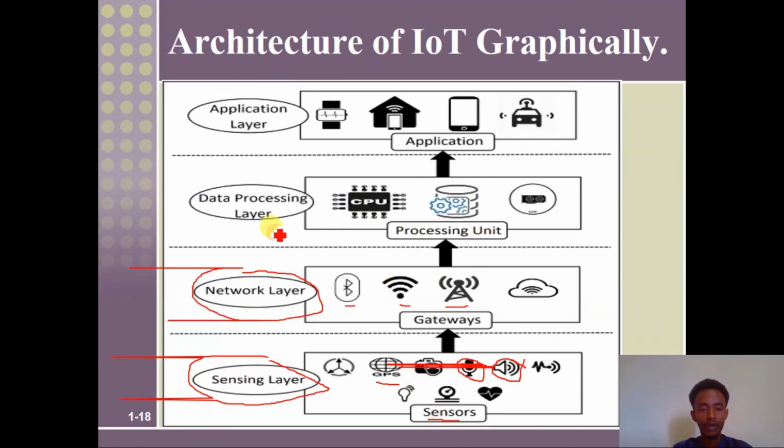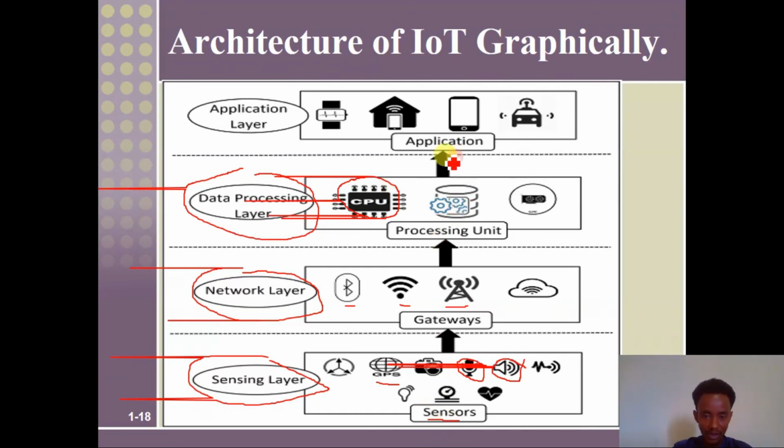So the third one is the processing unit, guys. This processing unit receives the data from the sensor through this gateway, through this network communication channel, in order to process it, as a CPU, a central processing unit, is able to process the data collected from the environment by using different sensors.